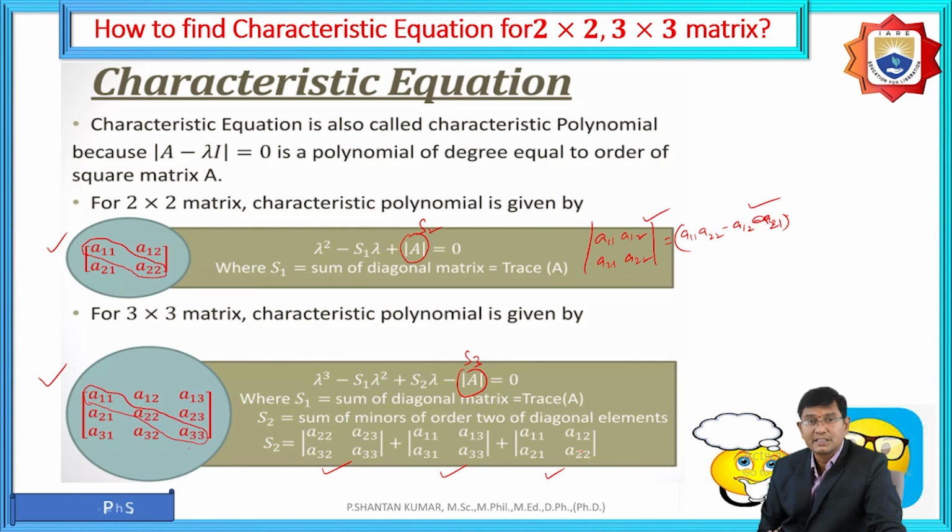And s3 is nothing but the determinant of the given matrix, as we know how to find the determinant, then find the solution. After calculating s1, s2 and s3, we need to replace them in the equation. Then we get lambda cube minus s1 lambda square plus s2 lambda minus s3 is equal to 0, which is nothing but the determinant of the matrix. These are the formulas we need to recall or remember while finding the eigenvalues and the characteristic equations.